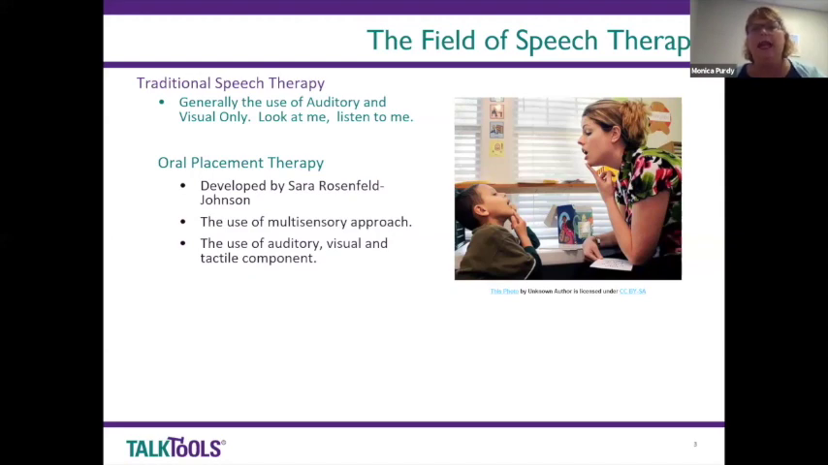So we're really looking at the muscles. It would be the equivalent of a physical therapist working with a child who needed to walk. They would not just say to the child, come on, look at me, do what I do, and model walking. They would work on those foundational skills to increase those muscle skills so that they could eventually walk. That's really the whole concept behind oral placement therapy.